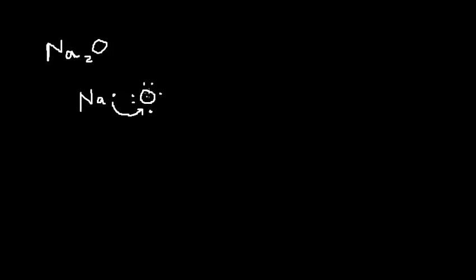But what we see right here is that oxygen is not happy. It's still got this one spot here. So that's why this 2 is here. It's because in order for oxygen to get a complete octet, we need 2 sodiums, each of them to give oxygen 1 of its electrons.